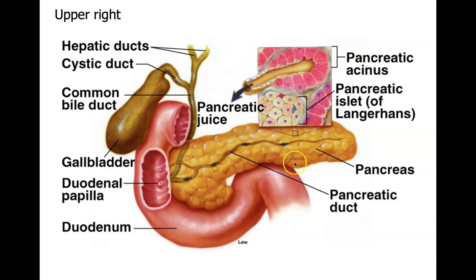So here's our pancreas. The pancreas also has a duct here that empties into the small intestine, into this duodenum. And if we look a little bit closer, we're going to see the different structures, right? So the pancreatic islet of Langerhans, these are the ones that are producing insulin and glucagon. And the pancreatic acinus, that's the one that is producing the exocrine portion, so the digestive enzymes that go into that duodenum.